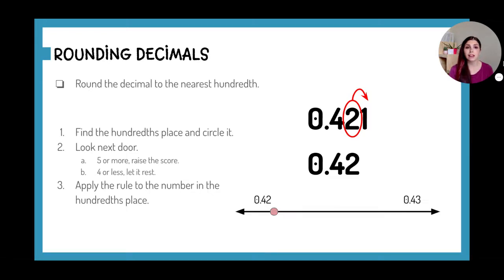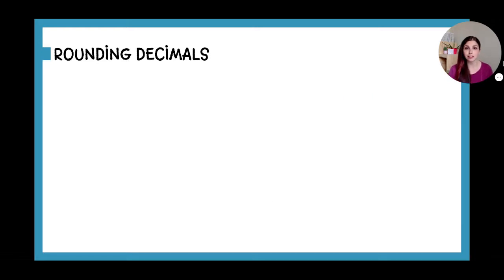42 hundredths. And if I use my number line theory, again, I can see that 421 thousandths is much closer to 42 hundredths than it would be the next number, which is 43 hundredths. So that confirms that I rounded correctly. One more time. Let's apply these rules to rounding a decimal to the nearest whole number.